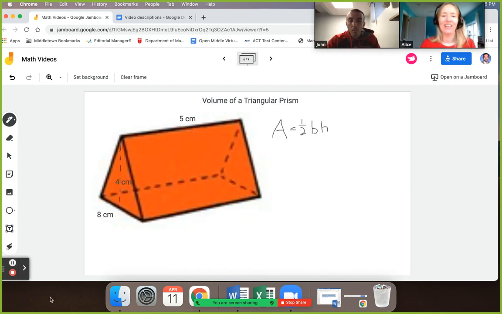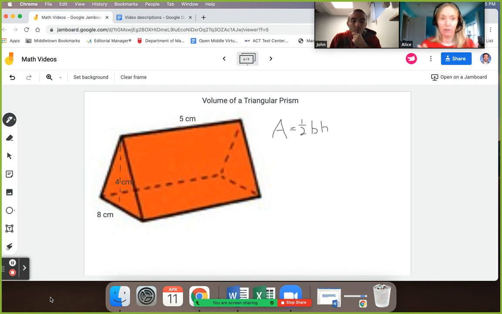Okay, so now we have another triangular prism. And again, kind of the first step is to be able to recognize that it is a triangular prism. So I look at this entire 3D object and I think, okay, what is there two of? What shape is there twice? And we've got two triangles. So it's a triangular prism.